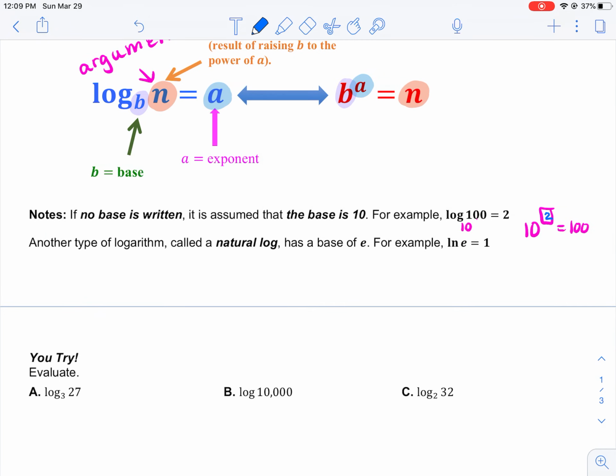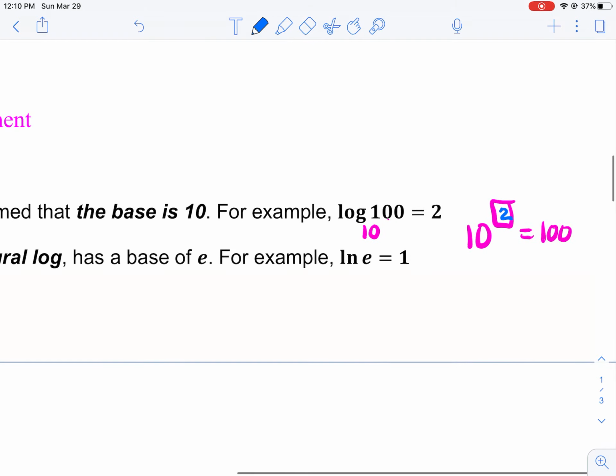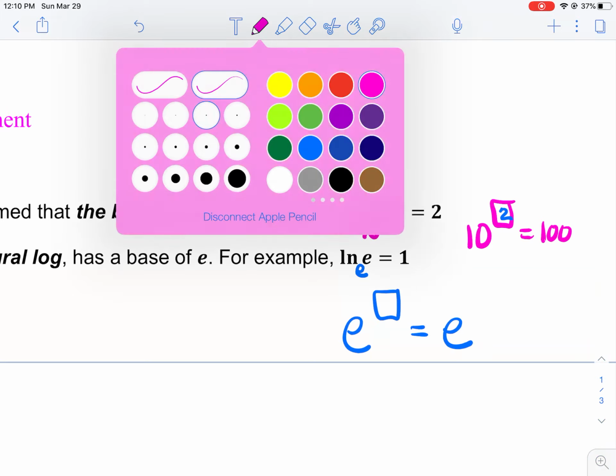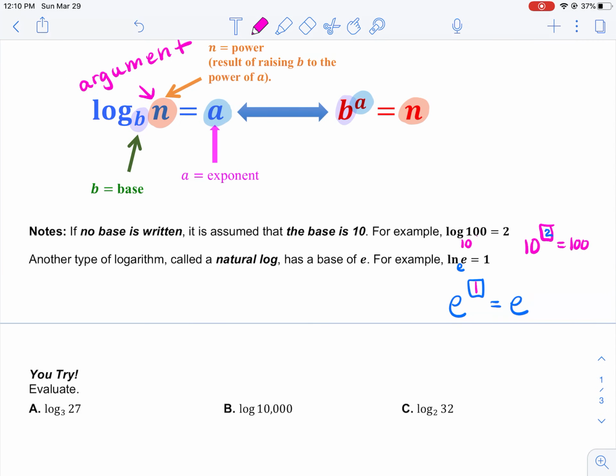Another example: we're not going to talk very much about natural logs, but I do want you to at least recognize the notation. Another type of logarithm is called a natural log, and it has a base of e, and e is that number 2.718 that we talked about a little bit at the beginning of the unit. An example would be ln of e equals 1. The reason is that if you see ln, there's not going to be an additional base written. You assume the base is e, so e to what power equals e? Well, that would have to be 1. Again, I'm not going to ask you to evaluate natural logs. I just want you to recognize that ln represents a log with a base of e.